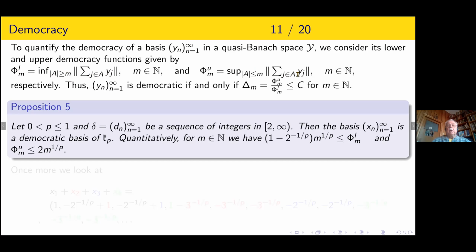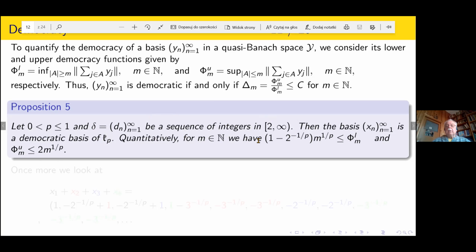Now there is a proposition which says that if we have delta and a sequence of integers, then this basis is a democratic basis for this KP, and the lower and upper estimates of the democracy function satisfy: from below it is some number times m to 1 over p, and from above it is 2 times m to 1 over p. Once more, we can look at the same picture we had, except there is no alpha here. Basically, you realize that it is trivial.